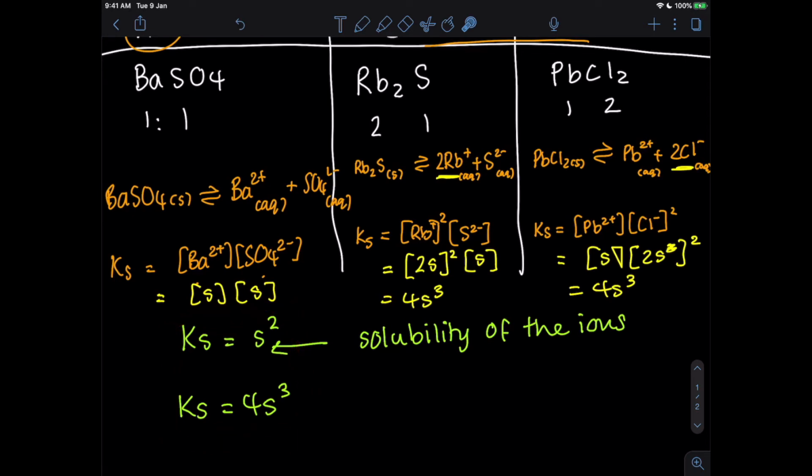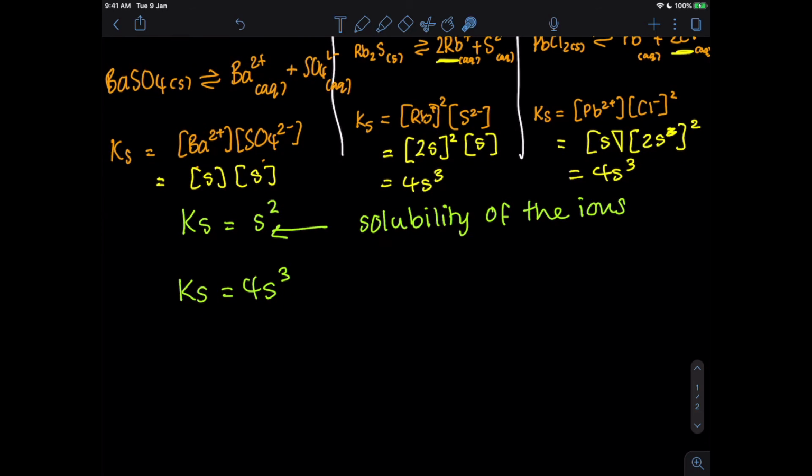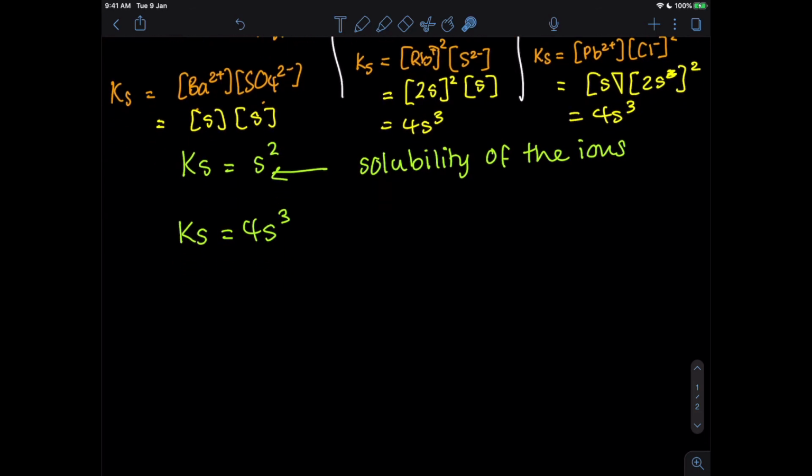So your s squared is just for your really basic ones where there's only one of both. And 4s cubed is for your ones where there's a 2 in there somewhere. You will not be given one that has 3s or 4s because you're not expected to be able to calculate those. So you'll only be given ones where there's 2 of one of the ions or one of both. So I'll go through a question, and that might help some people out a bit.